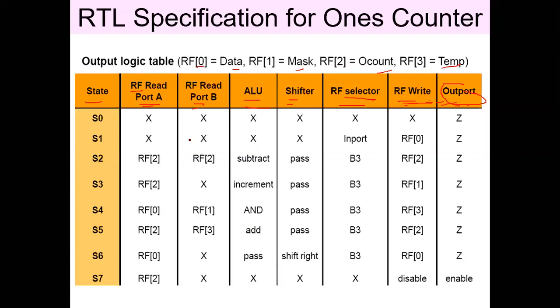So ALU input is 0, port A input, port B input is 0, ALU has no role, shifter has no role, and input port, that means RF selector, the data is coming through the input port. That input port value should be written to RF write, which should be register file 0. Register file 0 is the data here. That means whatever be the input coming, that should be written to register file 0. Output is again high impedance. That's for state 1. Is it clear?